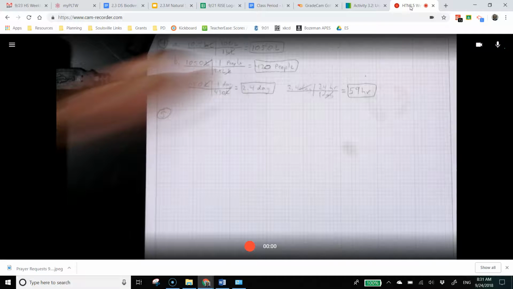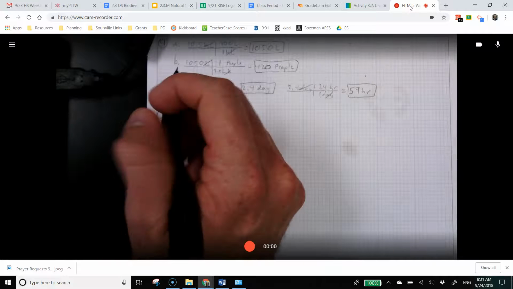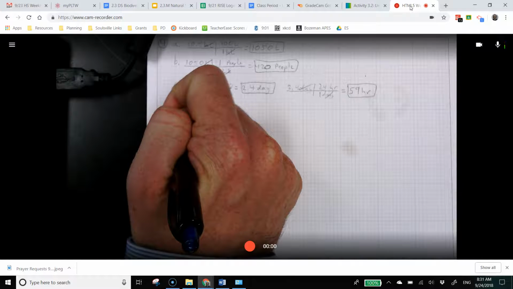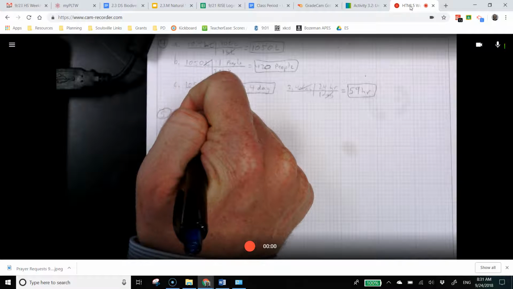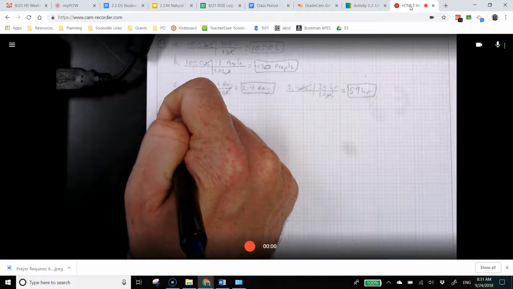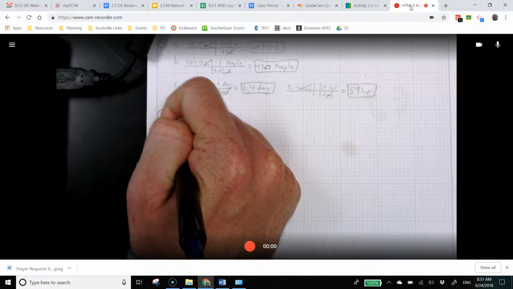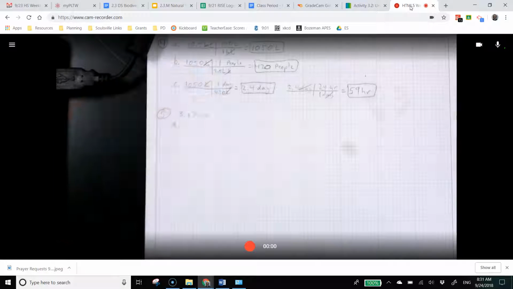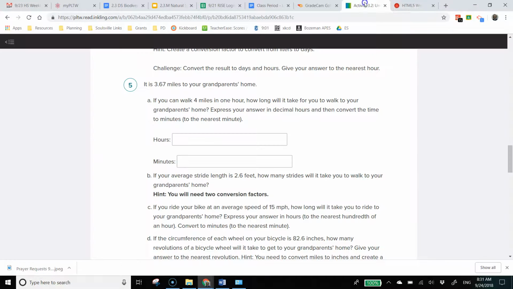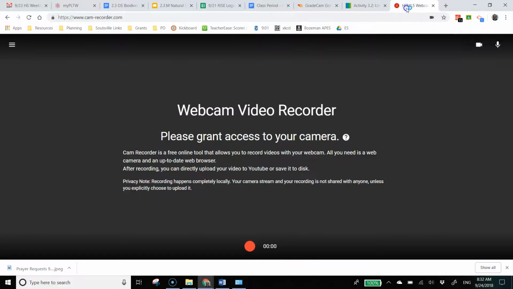Step 5. I'm just going to write down 3.67 miles because I know I'm going to use that in a lot of these different sections. We're going to do question A first. It says if you can walk 4 miles in 1 hour, how long will it take you to walk to your grandparents' home? Express your answer in decimal hours and then convert the time to minutes, to the nearest minute. So we're going to get 2 answers there.